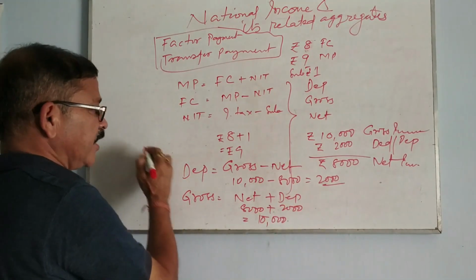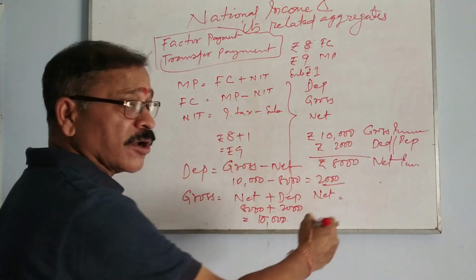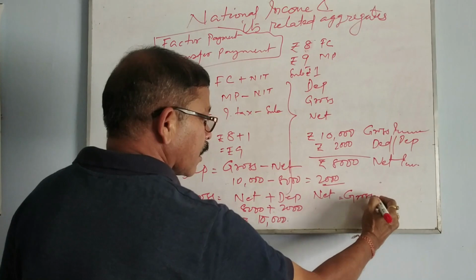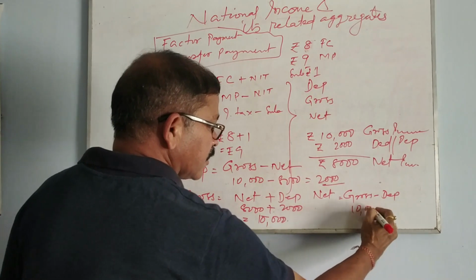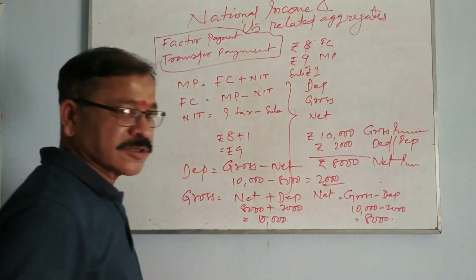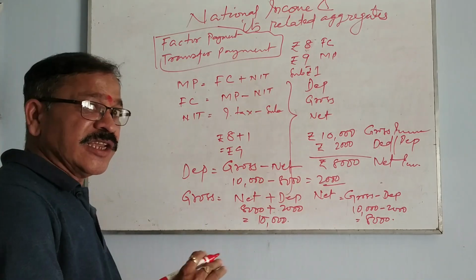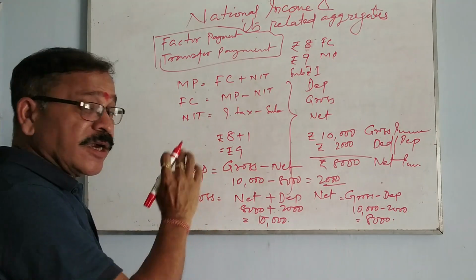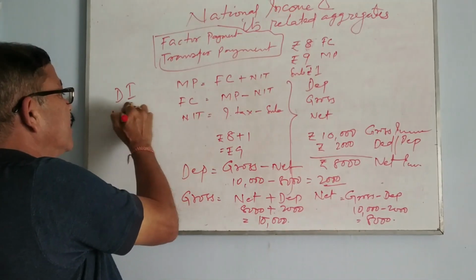Suppose you want to find out net income or net investment, then gross minus depreciation. Gross is 10,000, depreciation is 2,000. So your net is 8,000. This is how you need to convert or change one aggregate to the other aggregate, like NP, FC, NIT, depreciation and gross. Similarly, one more formula is domestic income and national income.